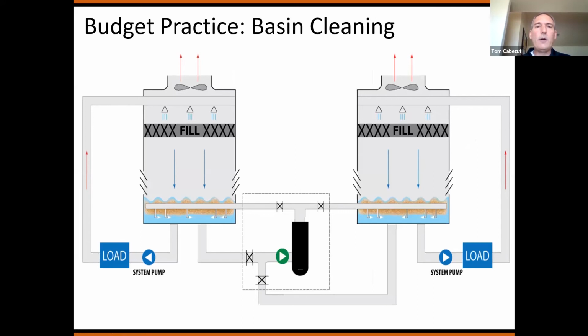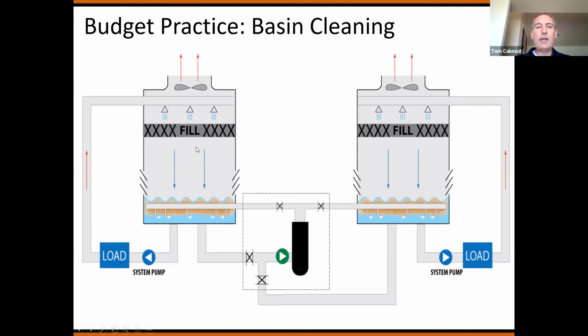So we kind of call this a budget practice. I have a lot of reps that are actually doing this particular practice. It's worked extremely well. We will provide it up to 4 cells. So let's say in this example, we have 2 cells and we have one filtration skid. What we're doing is we're alternating between the two cells. We'll start with this one.